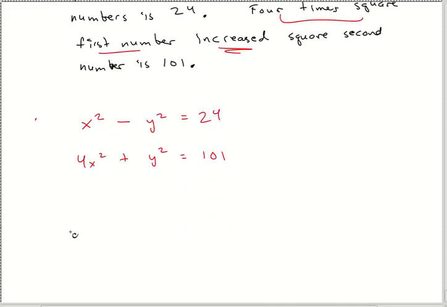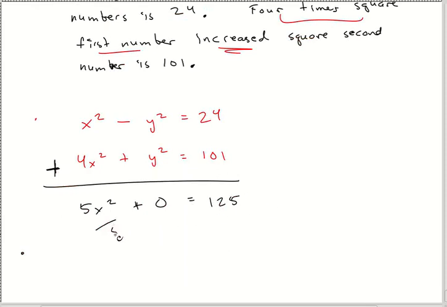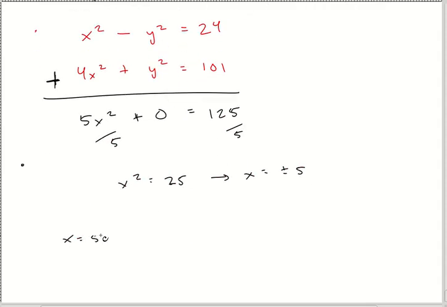Well, there you go. To solve this one, I'm going to do the big old plus signs. I got 5x squared. Those cancel out, make a 0. And then I got 125, I think. Divide both sides by 5. So I got 25, square root, plus or minus 5. And so then I set this up 5, negative 5.